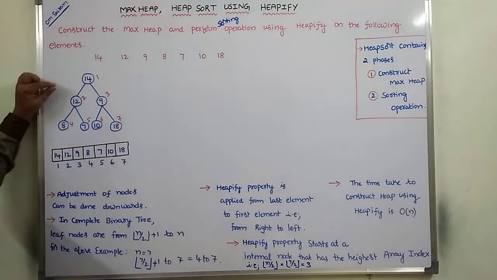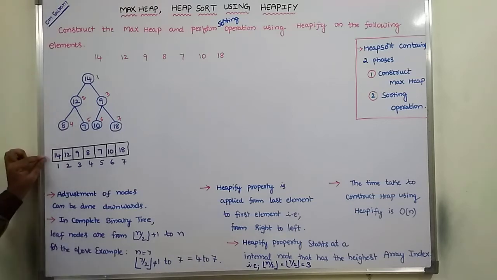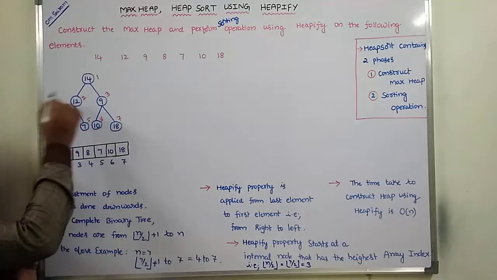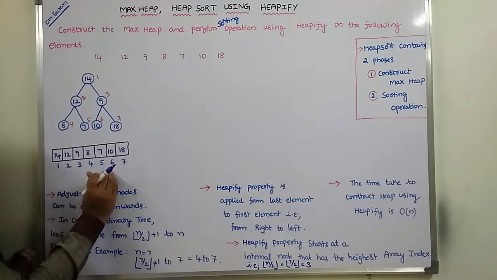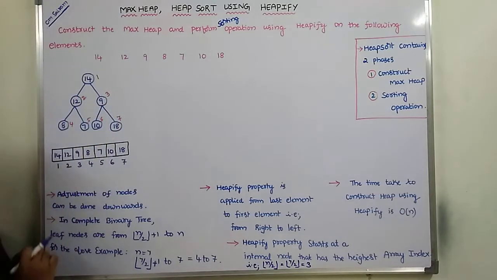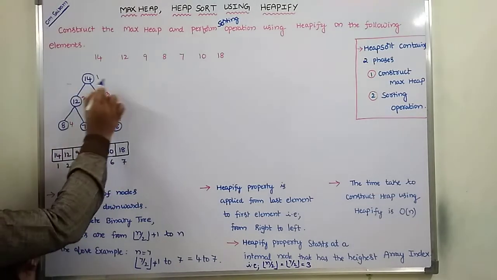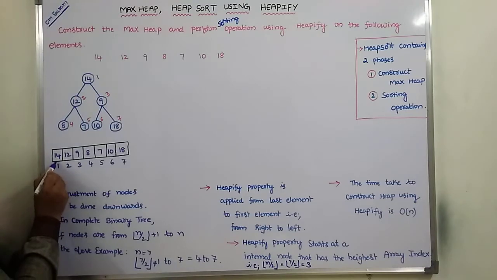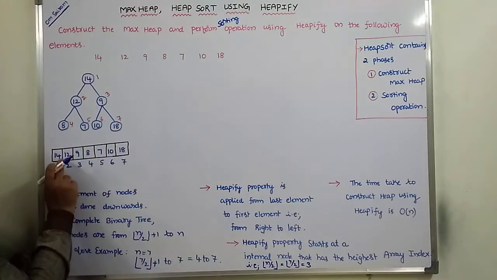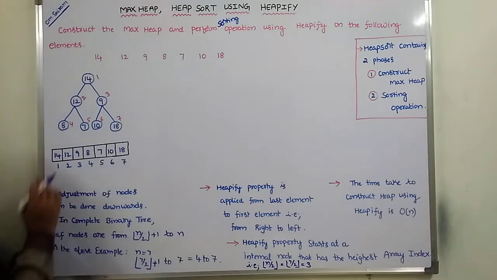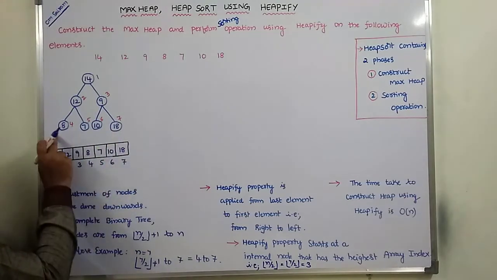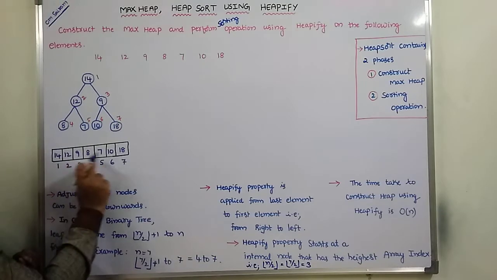Now this complete binary tree can be represented in an array. The elements are stored in the array level by level. In the first level, only one node is there, that is 14. Next level, 12 and 9 we have to write. In the next level, 8, 7, 10, 18 are there.